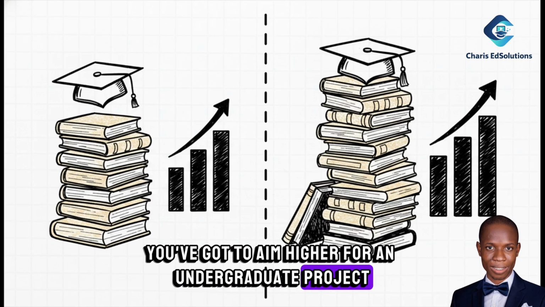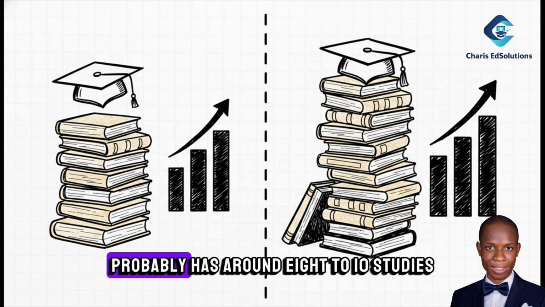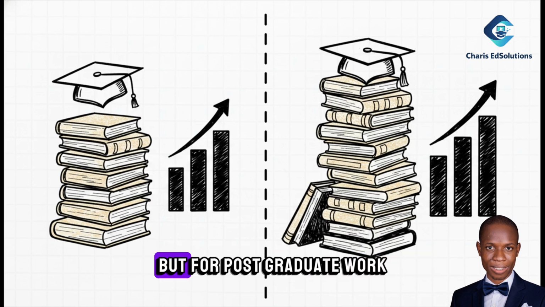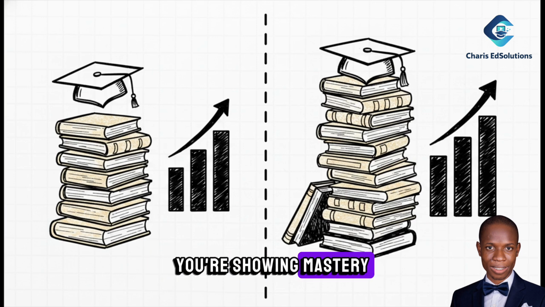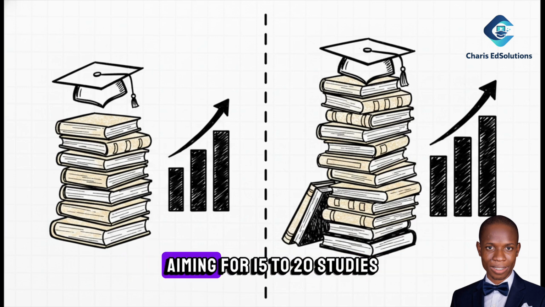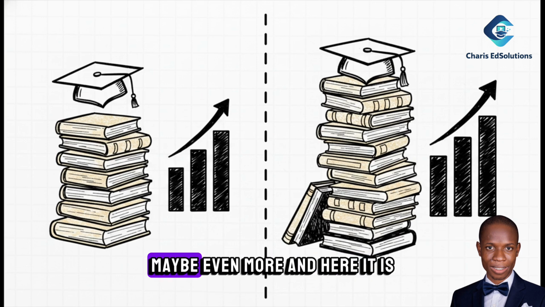For an undergraduate project, a really solid review probably has around 8 to 10 studies. But for postgraduate work, we're talking master's or PhD, you're showing mastery, so you should be digging way deeper, aiming for 15 to 20 studies, maybe even more.